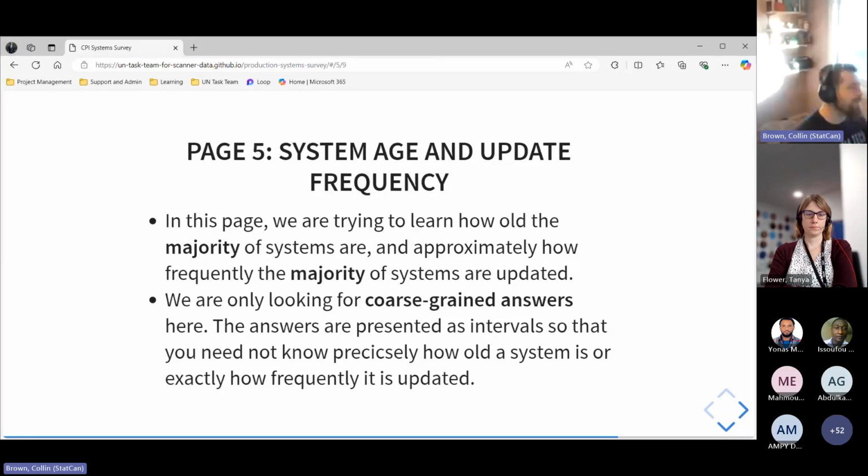So we're trying to collapse that into just one data point, right? So when we're asking about this question, we say, thinking about the majority of your systems, approximately how frequently are they updated? And the same advice I'd give here is don't overthink it. When you read that question, I think a lot of you probably go, oh yeah, I know what most of my systems behave like. That's really what we're going for here, trying to get that high level characterization.